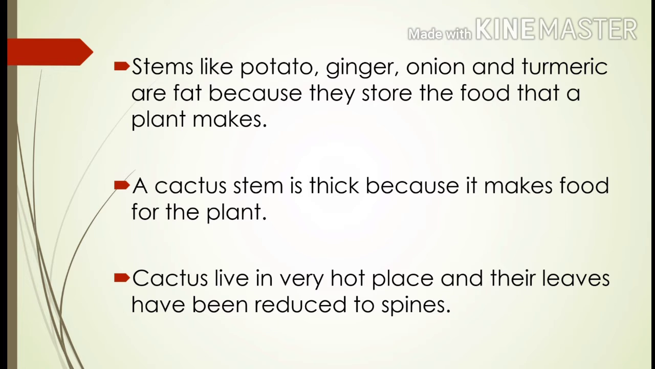Stems like potato, ginger, onion and turmeric are fat because they store food. And a cactus stem is thick because it prepares food for the plant. Cactus leaves have been reduced to spines and protect the plant from being eaten by other animals. Let's know more about the stem through this video.